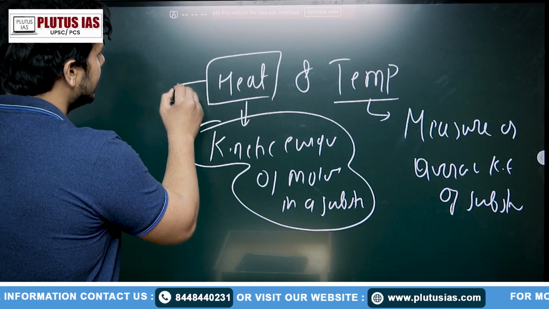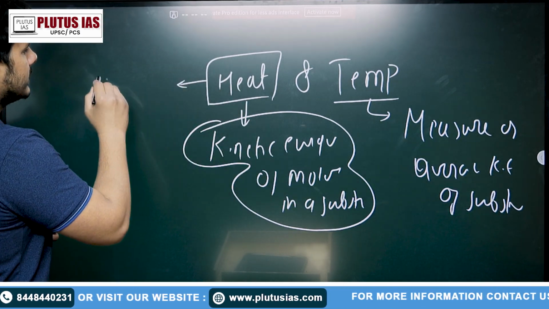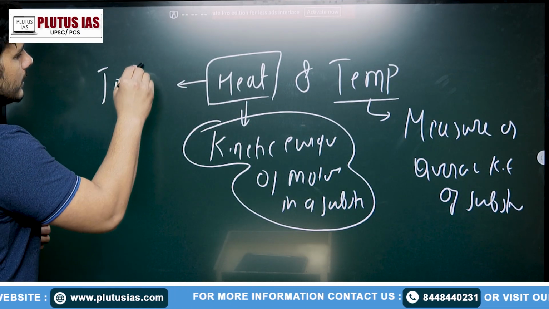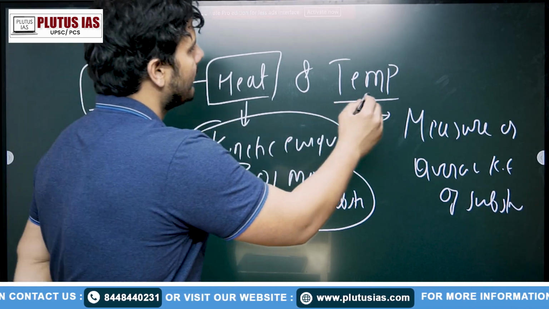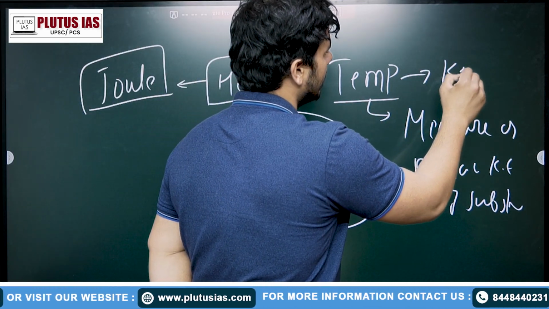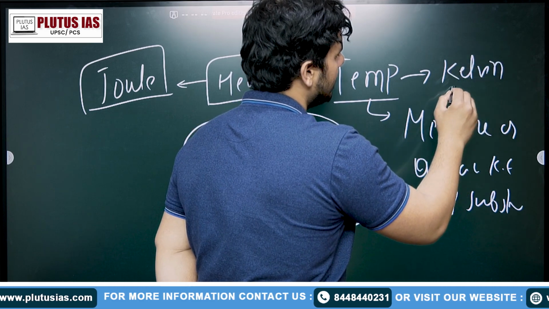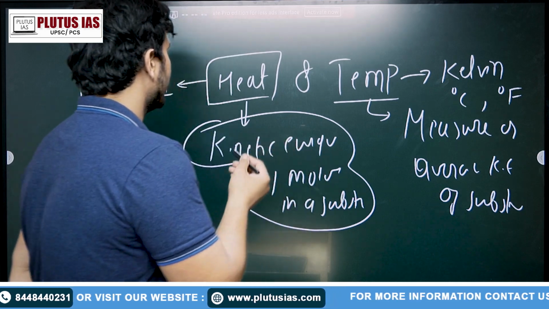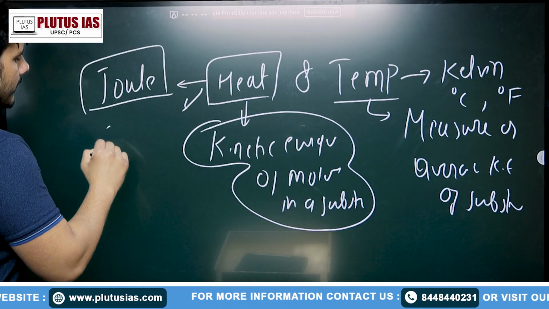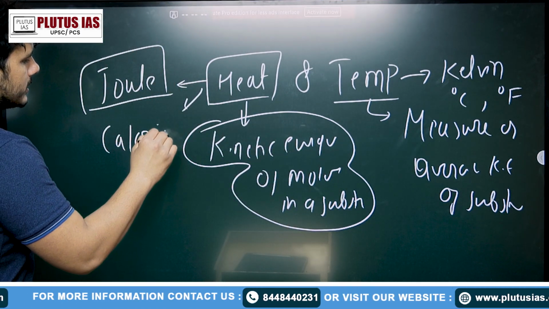So when I say heat, since it is a form of energy, it is measured in joule. So joule is the SI unit of heat. For temperature, it is Kelvin. And besides Kelvin, you have degree centigrade as well as degree Fahrenheit. For heat, another unit you are aware of is calories.